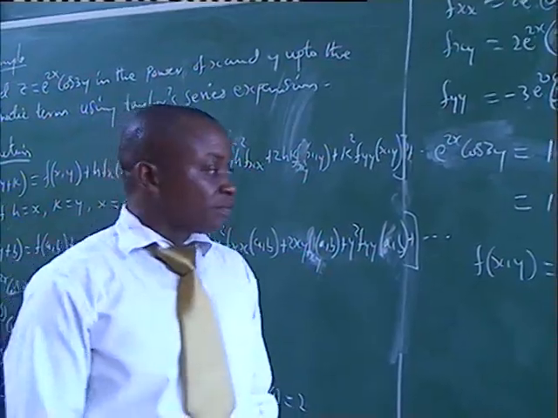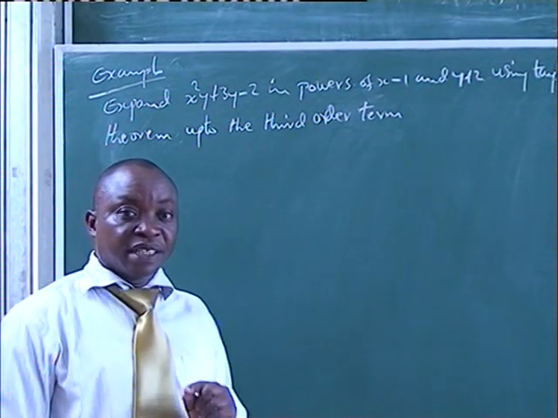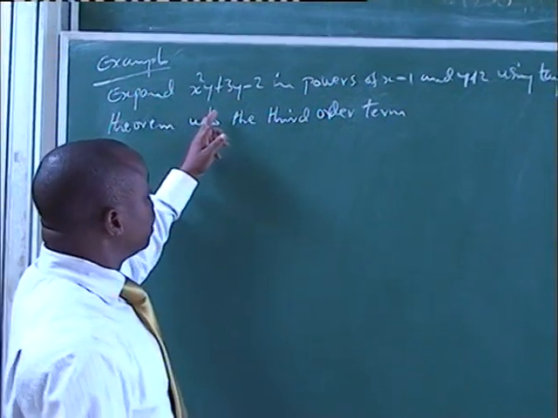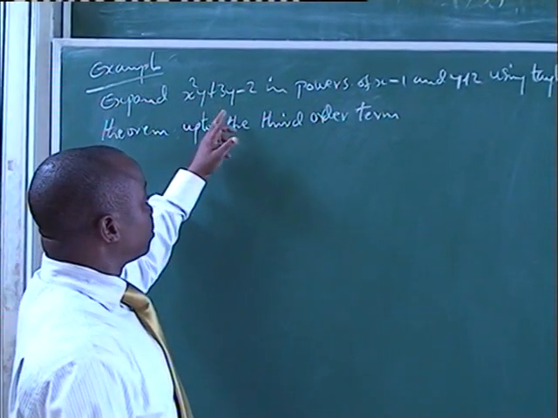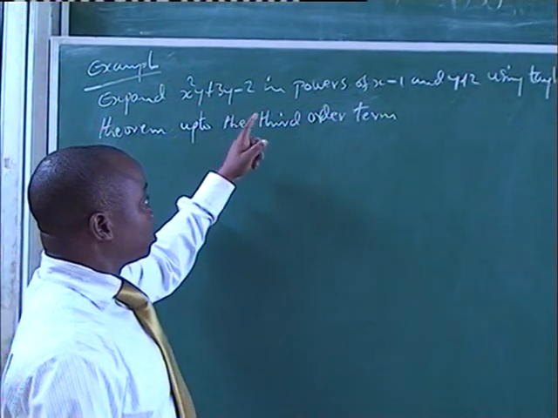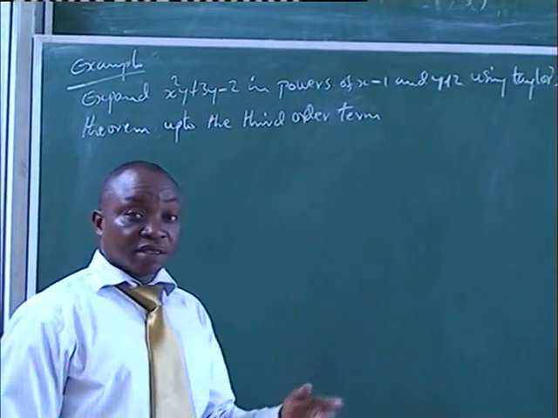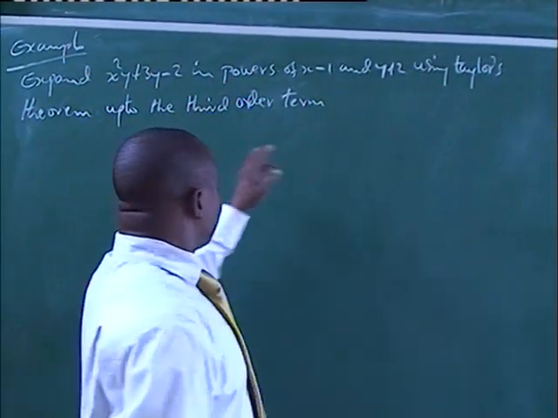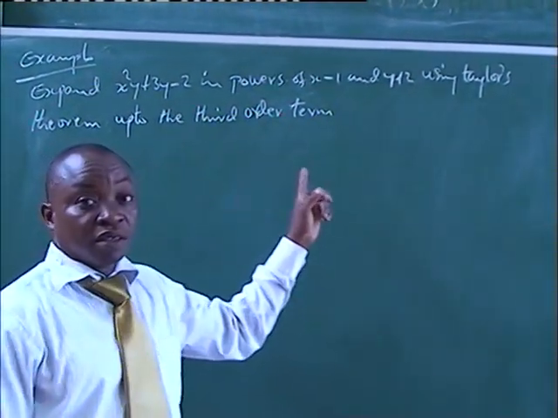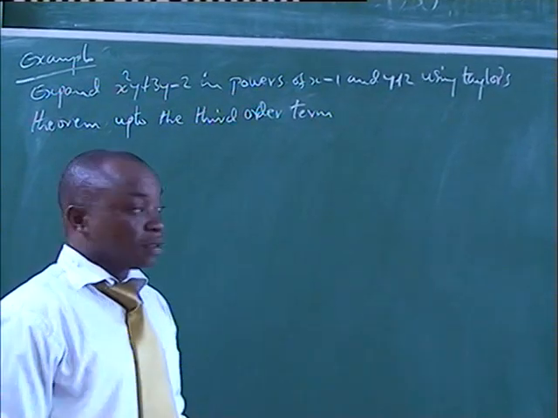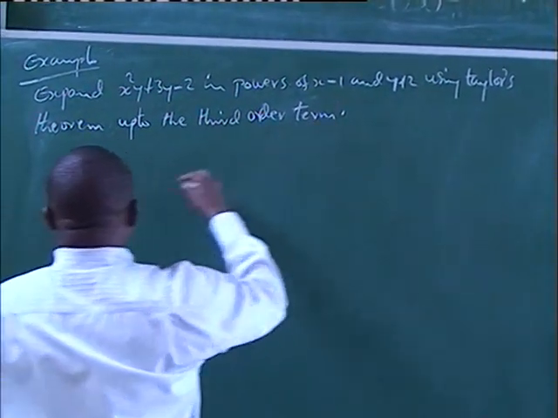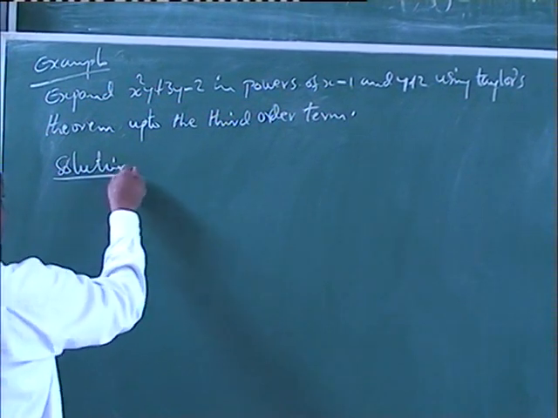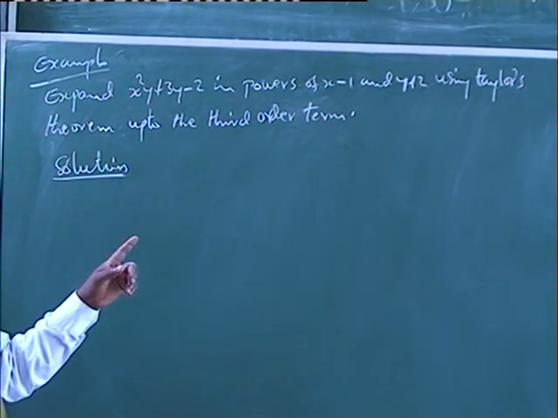Okay. So the next example we are going to take is this. Expand x squared y plus 3y minus 2 in powers of x minus 1 and y plus 2 using Taylor's theorem up to the third order term. Right. So let's take the solution. This one is third order term.